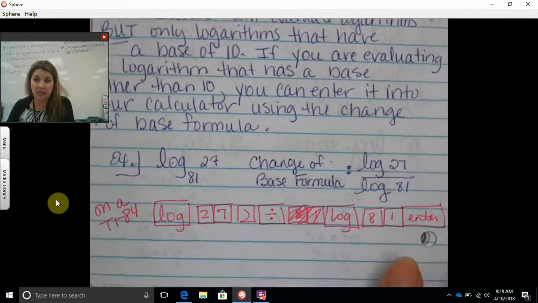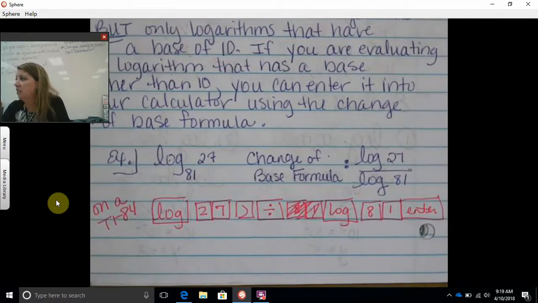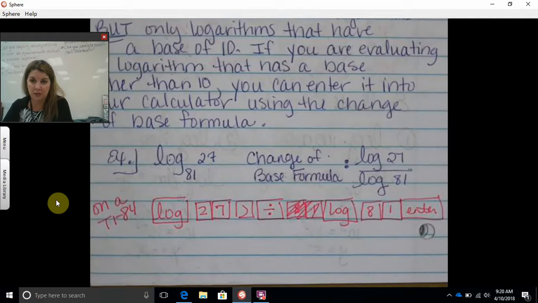If you have a TI-30XA, what you used in geometry, you know how you always put the number in first? If you have one of those, I could probably help you figure out how you would do a change of base formula. But on the graphing calculator, that's what you would do.